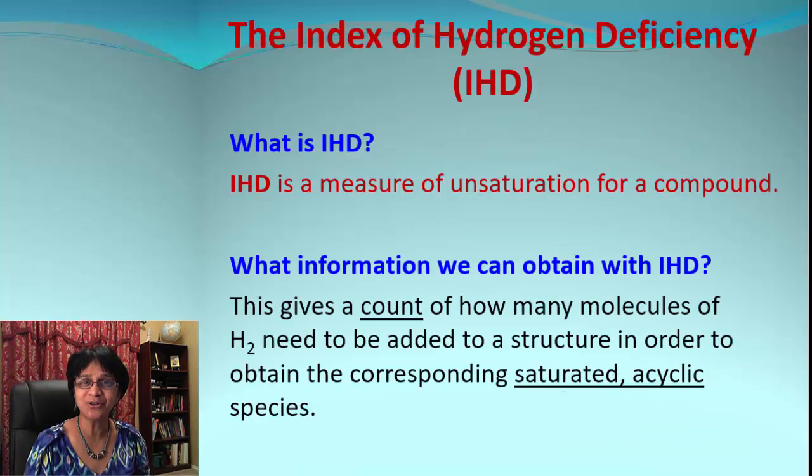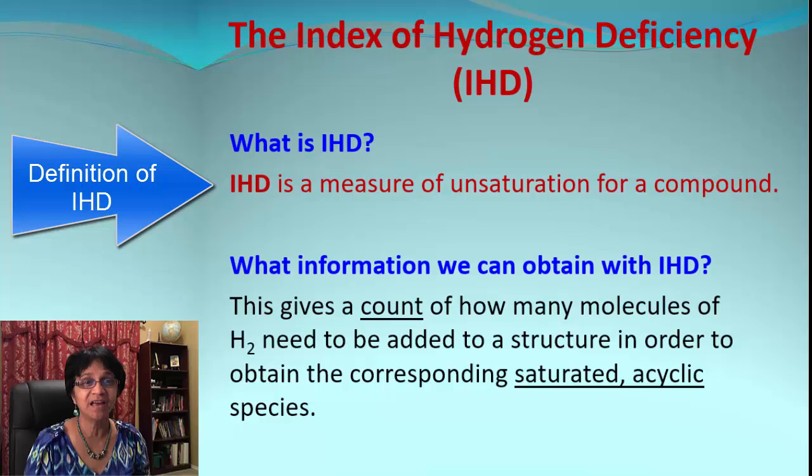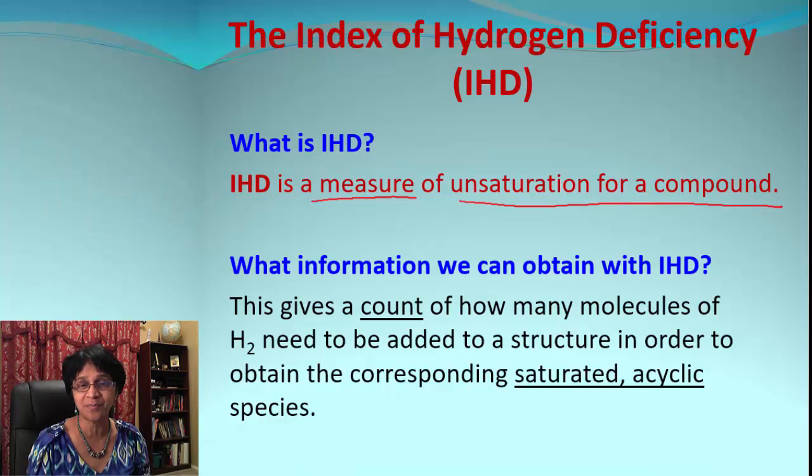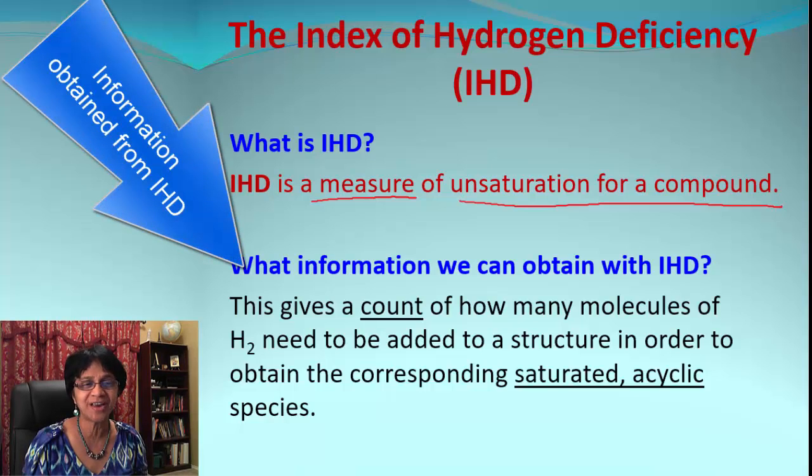Do you want to know the definition of IHD? It is simply called a measure of unsaturation for a compound. And as you know, saturated compounds are the ones with single bonds, and if you have a double or triple bond, we call those unsaturated compounds. But how can we find out the degree of unsaturation?